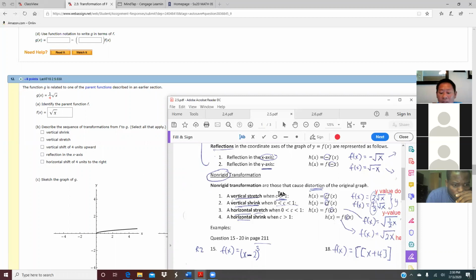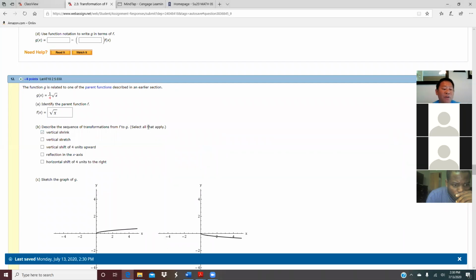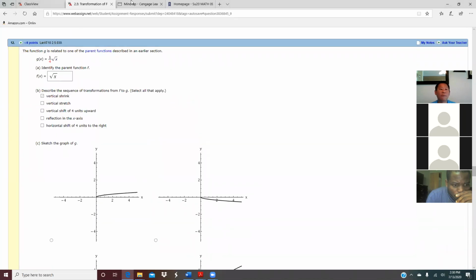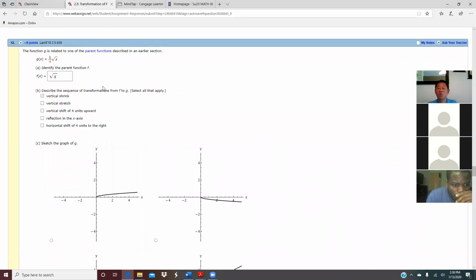Now, is this number greater than 1 or between 0 and 1? Between 0 and 1. So it's a vertical shrink. So you will look for vertical shrink, and that's the only one we have. Okay. So what happens when you vertical shrink is you got the function looks something like this. And you have to vertical shrink it. Shrink it means you push it down like that. Stretch is pull, shrink you push.